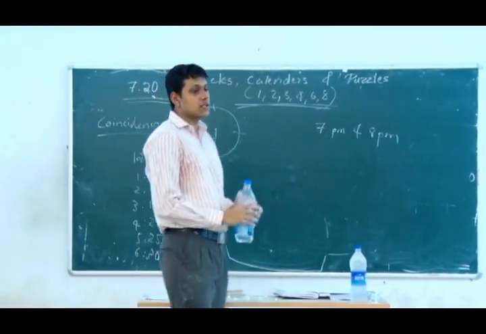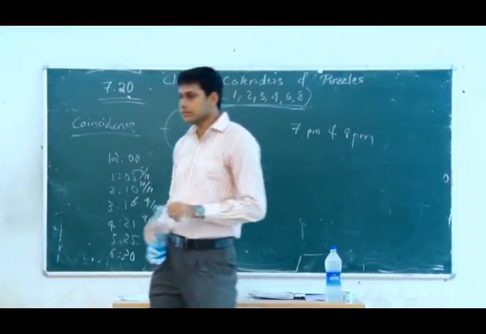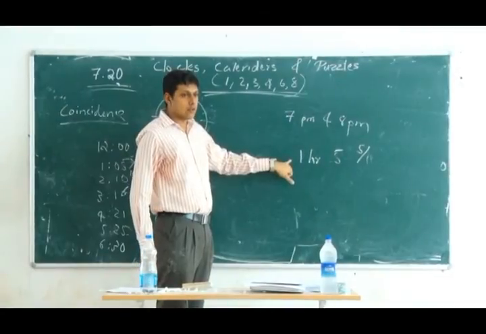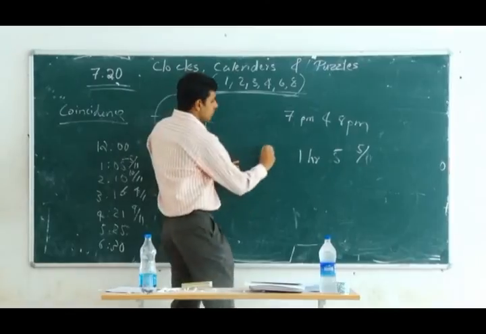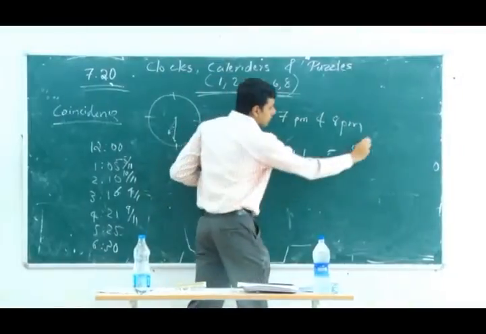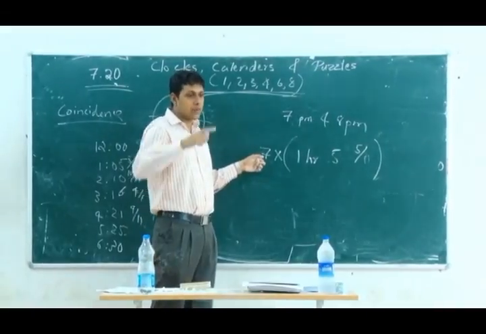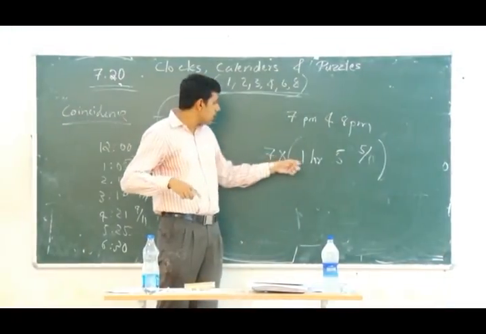Find the time of coincidence between 7 p.m. and 8 p.m. Between 7 and 8, so it should be 7 hours, and 7 something should come in. So multiply this by 7. Between 7 and 8, the coincidence will definitely happen beginning with 7. So multiply this by 7.